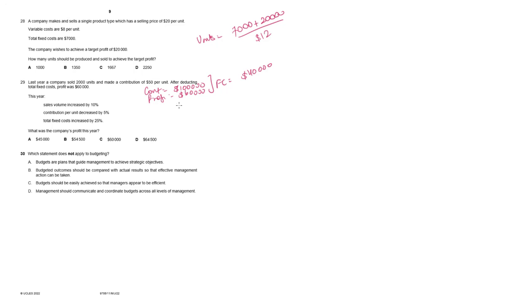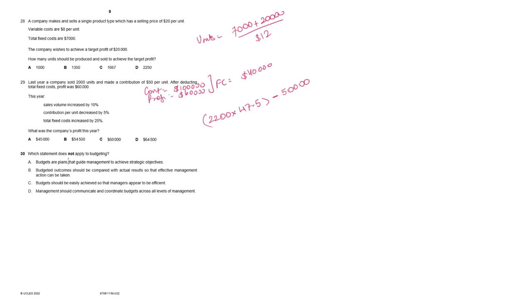Just analyzing the question. This year sales volume increased by 10%. So this year the company sold 2,200 units. Contribution per unit decreased by 5%. So last year it was $50. This time it will be $47.5. Total fixed cost increased by 25%. So 40,000 increased by 25% means it increased to 50,000. So when you do the calculation, you will get your answer.